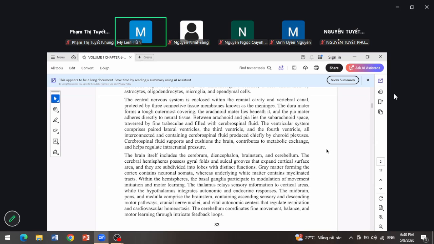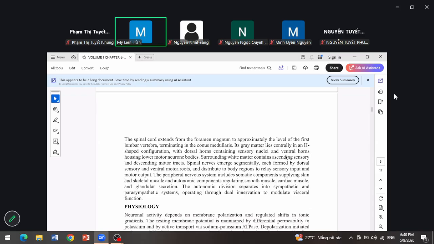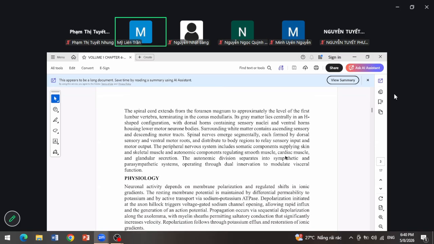The spinal cord extends from the foramen magnum to approximately the level of the first lumbar vertebra, terminating in the conus medullaris. Its grey matter lies centrally in an H-shaped configuration, with dorsal horns containing sensory nuclei and ventral horns housing lower motor neuron bodies. Surrounding white matter contains ascending sensory and descending motor tracts.